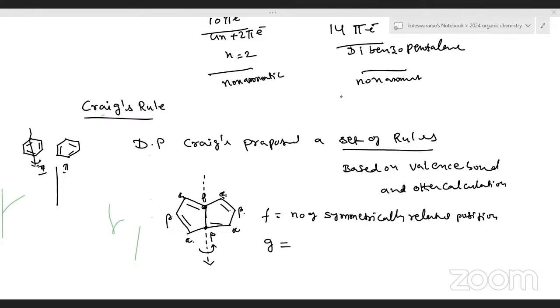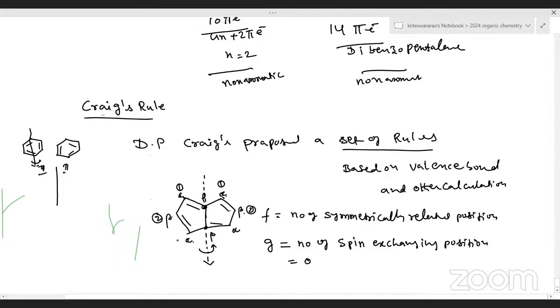G is equal to the number of spin exchanging positions. Here, the spin exchanging positions are 0, and the number of symmetrically related positions is 1. This 1 is related to 1, 2 is related to 2, and 3 is related to 3. Therefore, how many positions are there? F value is 3, and G value is 0.